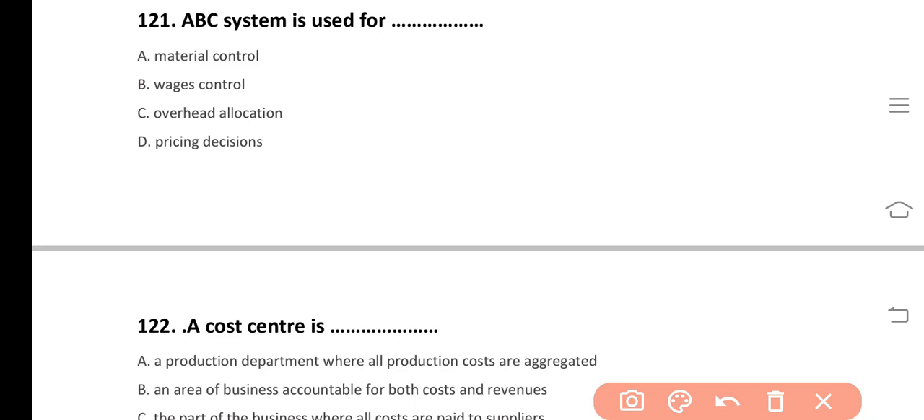MCQ 121. ABC system is used for material control, wages control, overhead allocation, pricing decision. So correct option is option C, overhead allocation. ABC system is used for overhead allocation.